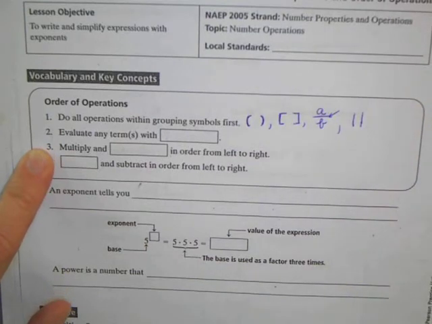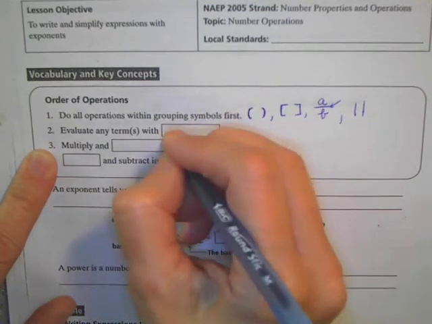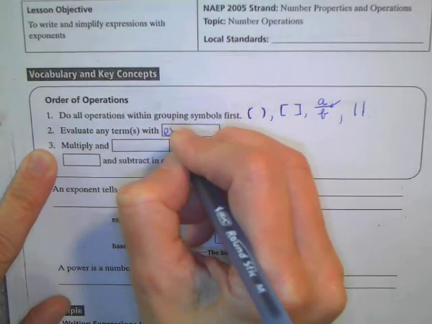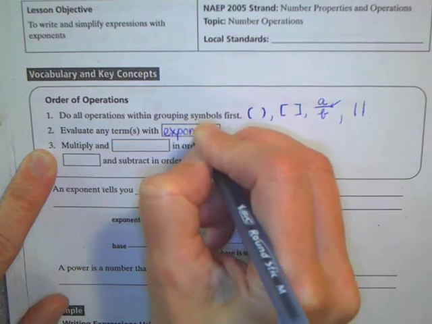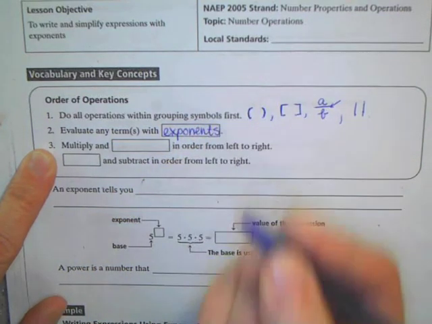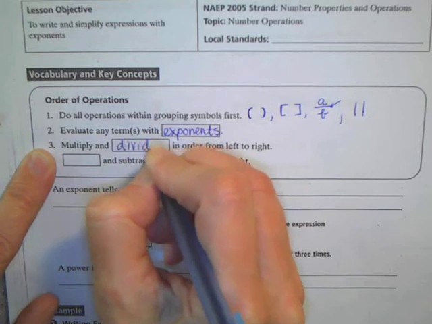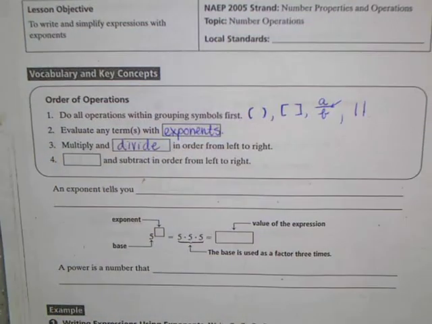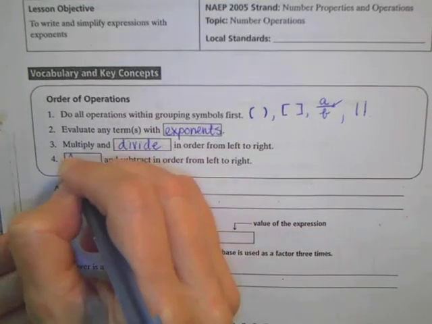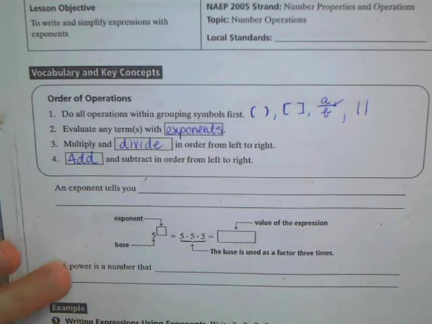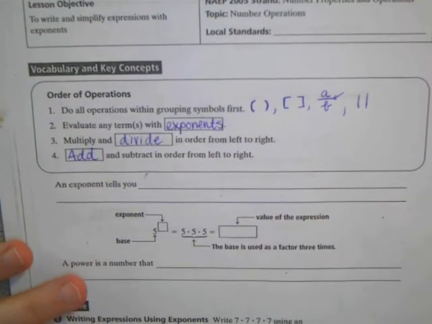Then we want to evaluate any items with exponents. Third, multiply and divide in order from left to right. Remember, we go back to the left, and then in order as they show up, we multiply and divide. And finally, add and subtract in order from left to right as well.